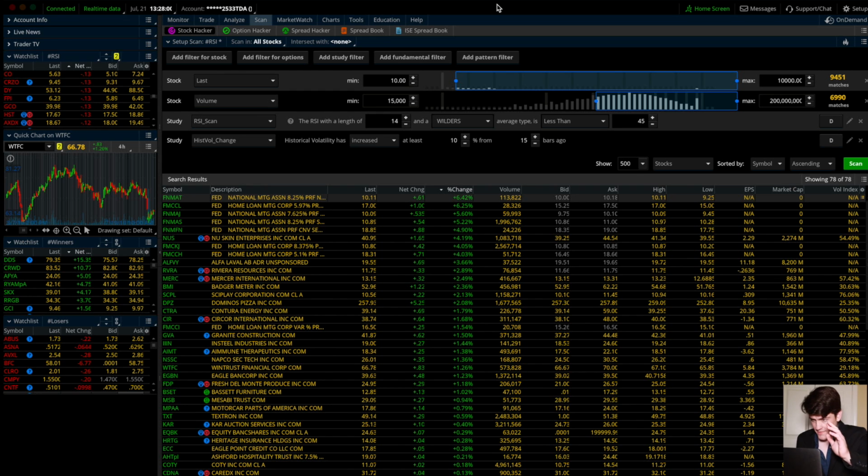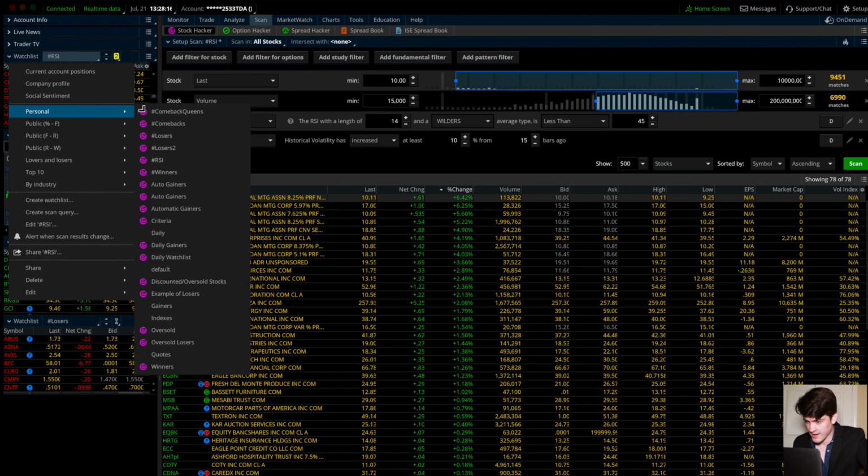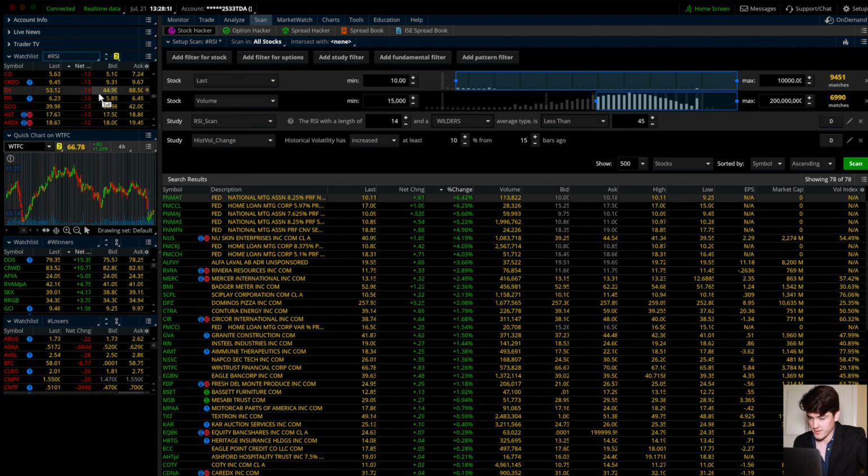Okay, so once you have this set up, I also recommend just going ahead and saving it as a scan query. That way you can just go up to your setup scanner, and every time you want to use the scanner, you could just select that. This is my hashtag RSI scanner. And the other benefit is that you could set up an automatic watch list on the side that automatically scans for this in real time.